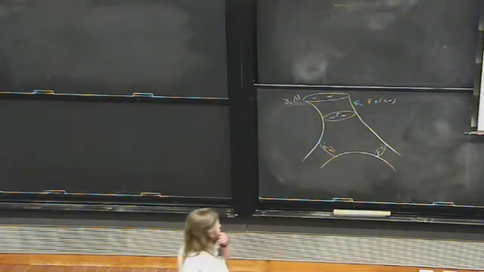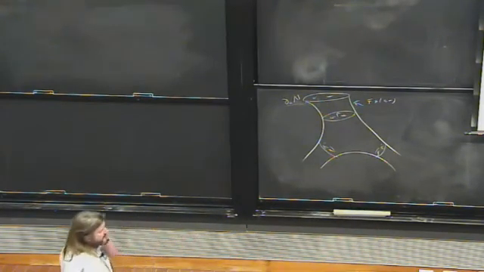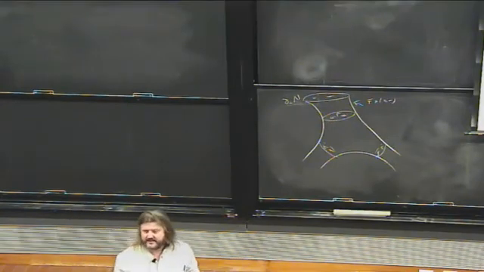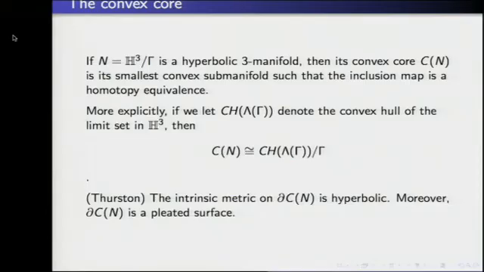A geometric object we want to talk about here first is the convex core, and that's just going to be the smallest convex submanifold which carries the fundamental group. So in this picture here, there's the compact core. But the convex core might look something like this. It's going to be a convex submanifold, and maybe it blocks off these two ends, but then it contains that entire end.